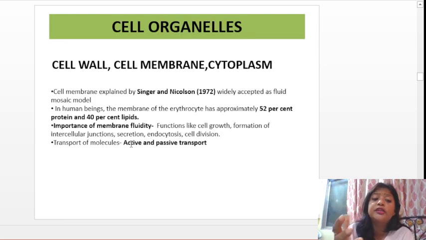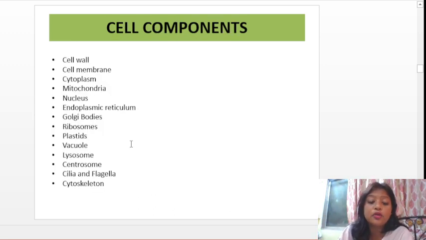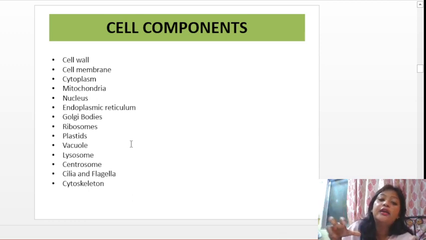So today we'll talk about the cell wall, cell membrane, and cytoplasm. Before we go into that, let's talk about what components are present in a cell. In a cell, the cell wall is present, and the cell membrane is present. Now remember, the cell wall is present only in plant cells, not in animal cells. The outer part is the cell wall, and then we come to the cell membrane. Then we get the cytoplasm, which is a liquid fluid part in which all the organelles are present.